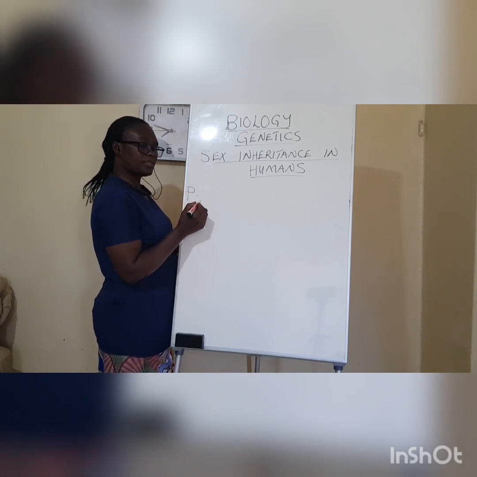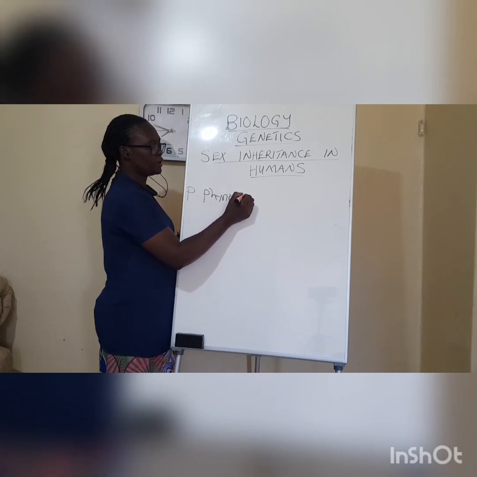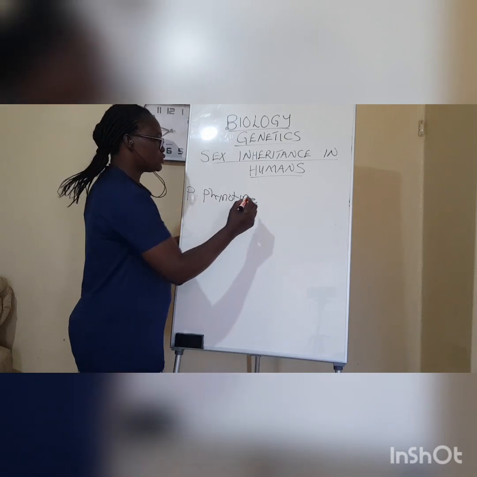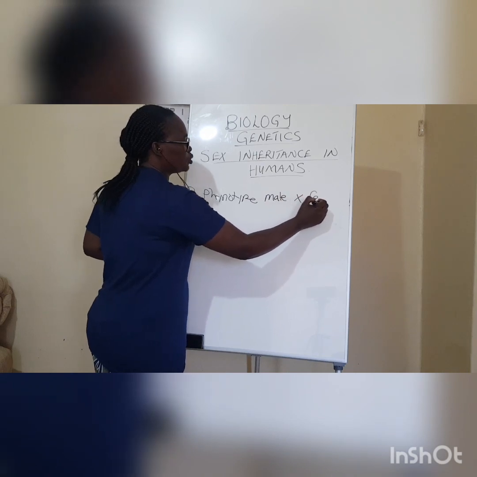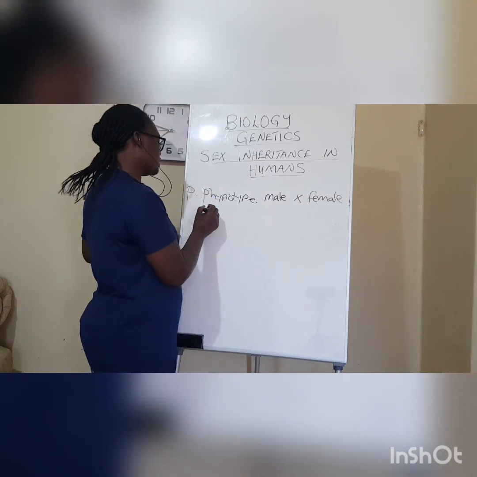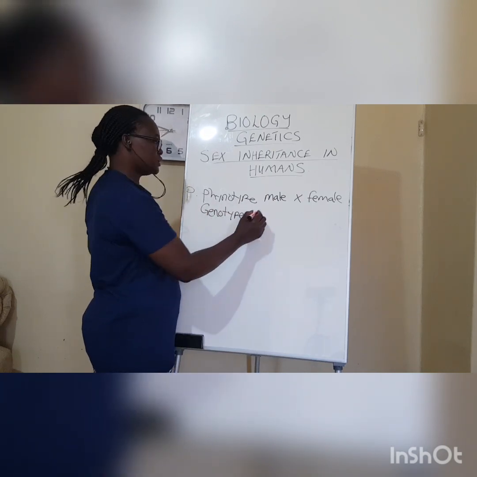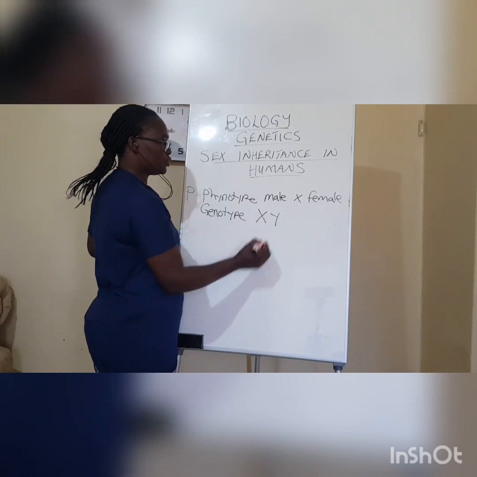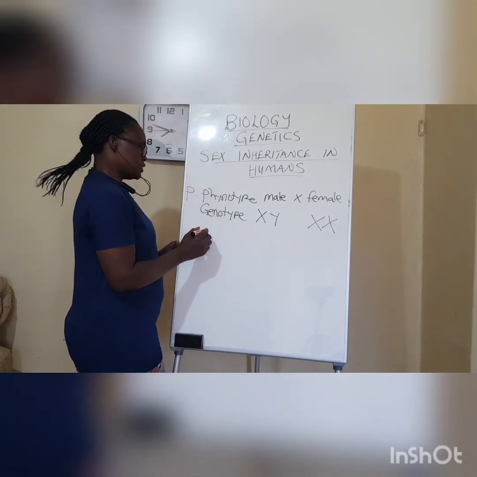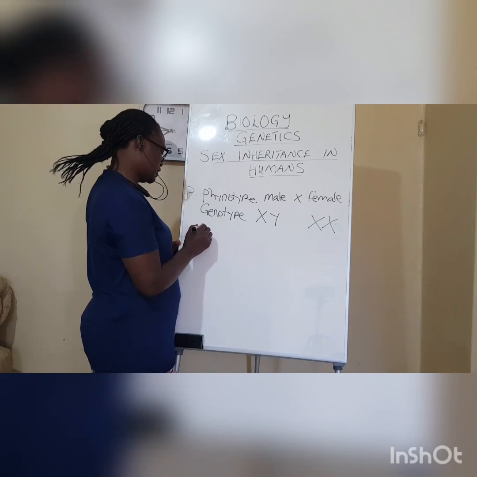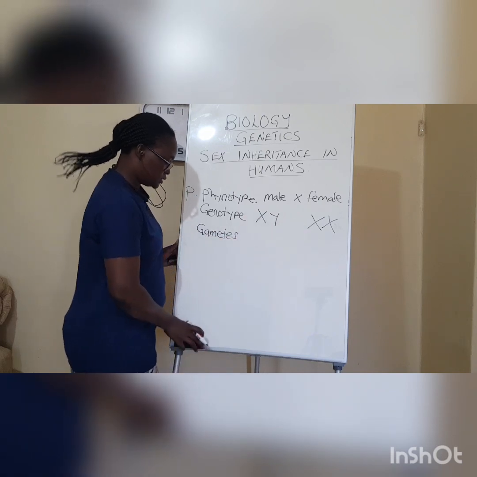As usual, we start with the parental phenotype. We have a male who is going to cross with a female. Then we have the genotype. For the male, we have said it is what? XY. Correct. For the female, XX. Very good. Then meiosis will take place. Then we have gametes.